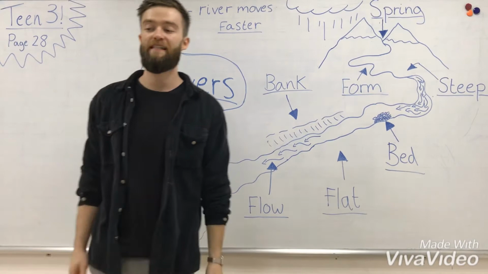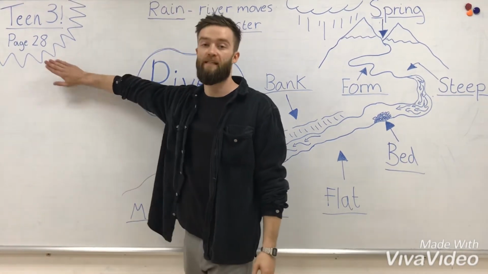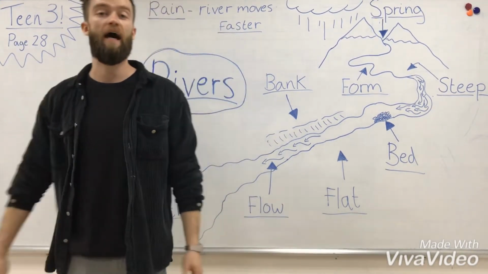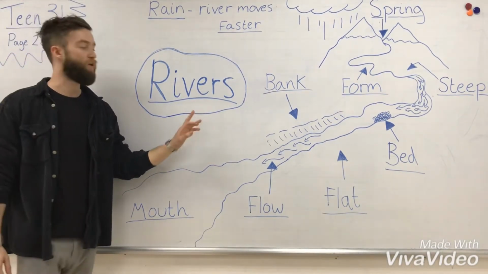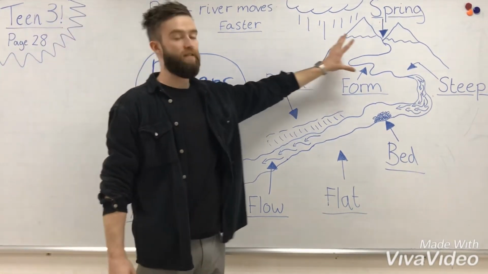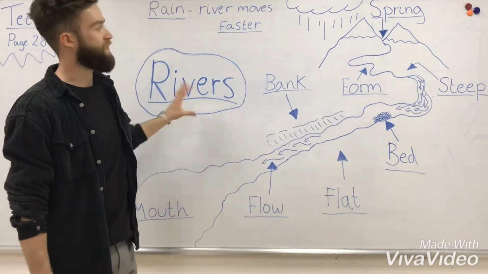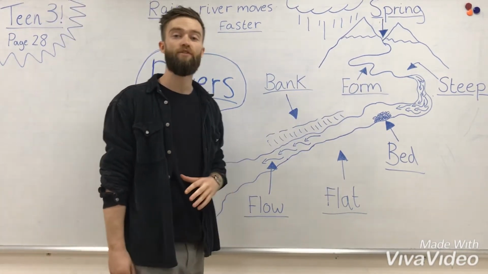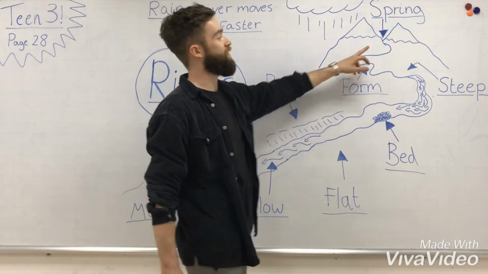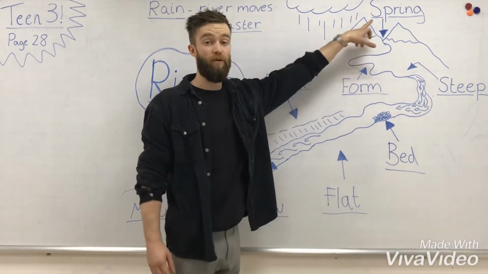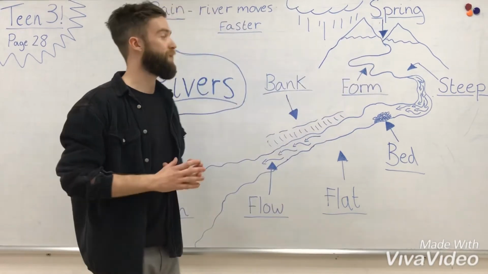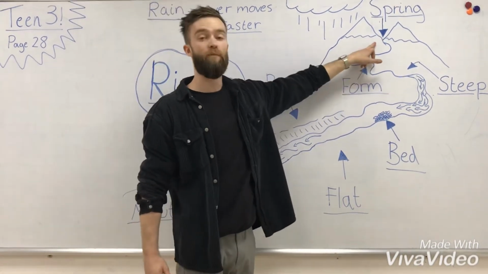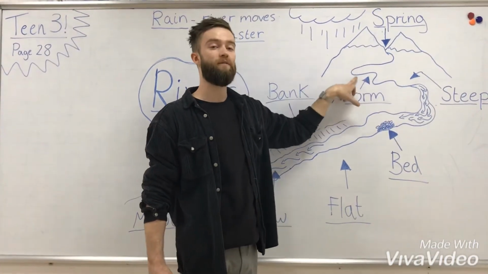And so for today's lesson we are on page 28 of your pupil books. We are looking at rivers. If we look at the diagram here, this is how a river is formed. At the very start up here in the mountains, we have a spring. The spring is where the water from the river starts to move down.